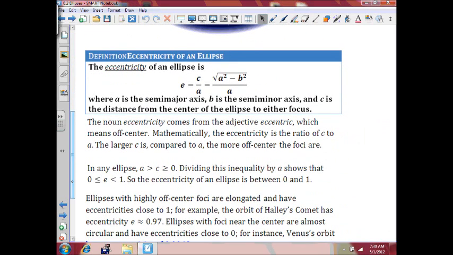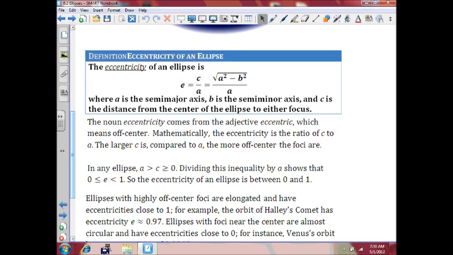So the definition of eccentricity. The eccentricity of an ellipse is e equals c over a. And since we know that c is really equal to the square root of a squared minus b squared, we can switch that to put that over a, where a is the semi-major axis, b is the semi-minor, and c is the distance from the center to either of the foci.